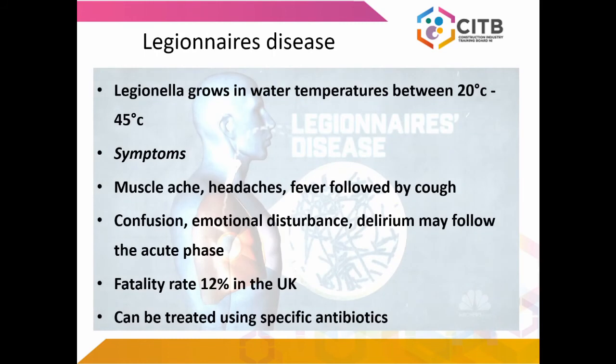Legionnaire's disease. Legionella grows in water temperatures between 20 degrees C and 45 degrees C. Symptoms include muscle ache, headaches, and a fever followed by a cough. Confusion, emotional disturbance, and delirium may follow the acute phase. The fatality rate is 12% in the UK. It can be treated using specific antibiotics.